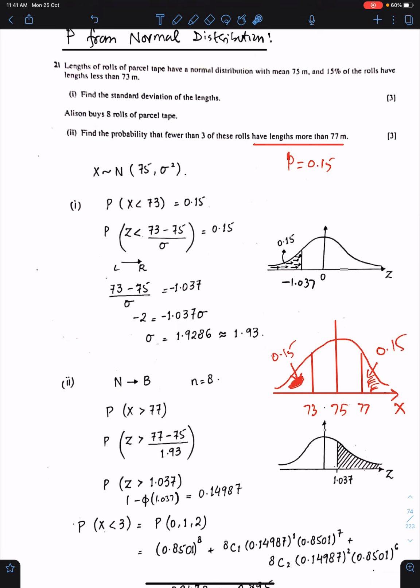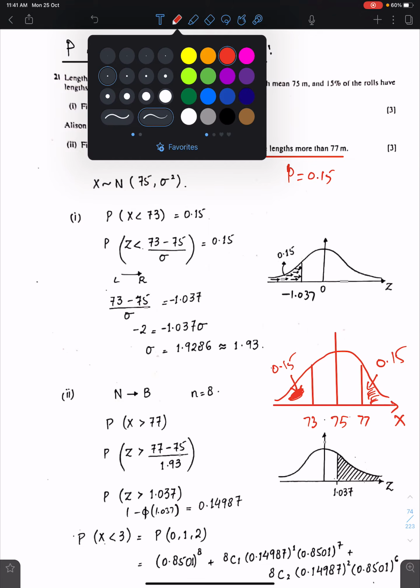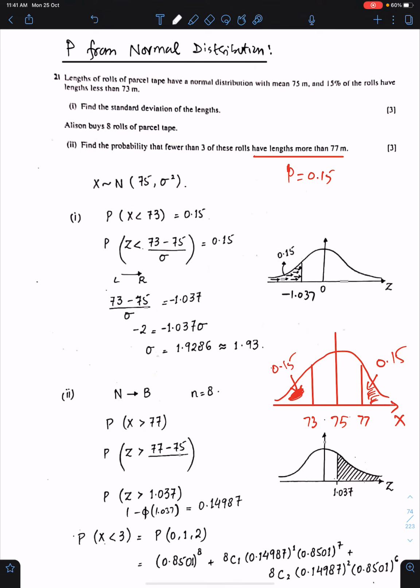You can also use probability of normal distribution. You can also find this probability through calculation if you want. For that you need to find this probability more than 77. First you need to convert your statement from x into z. So 77 minus 75 over 1 point, make sure you use the accurate value of sigma here, which is 1.9286. So when you simplify this, you will get this probability. This is 0.15.